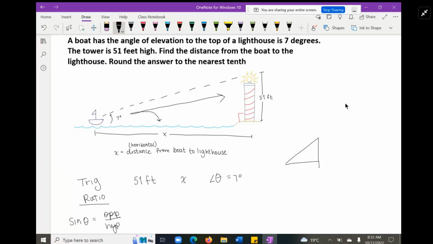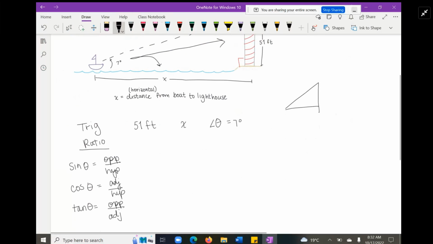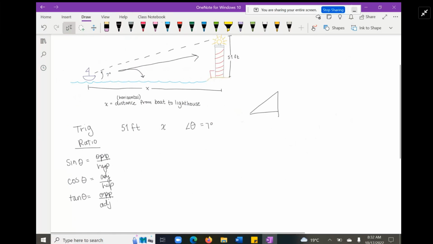So in this case, we have a side that we're looking for, adjacent to the angle 7 degrees. So that's going to be x, right? And then we finally have, for tangent, opposite over adjacent. Okay, so at this point, this should hopefully bring in that recall, looking at those ratios, right? Like which one would fit this scenario, right?